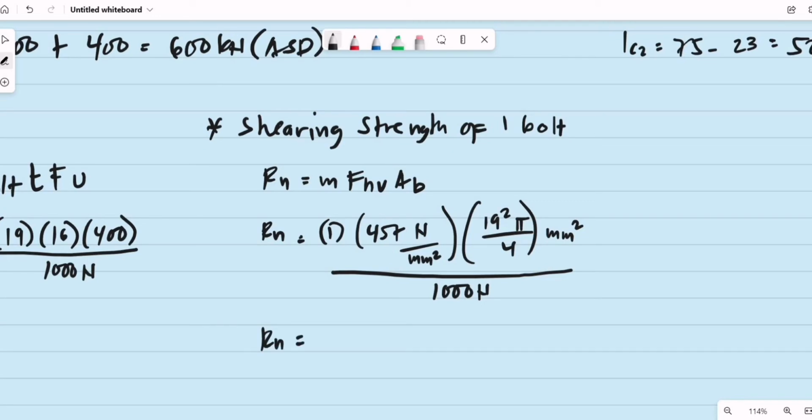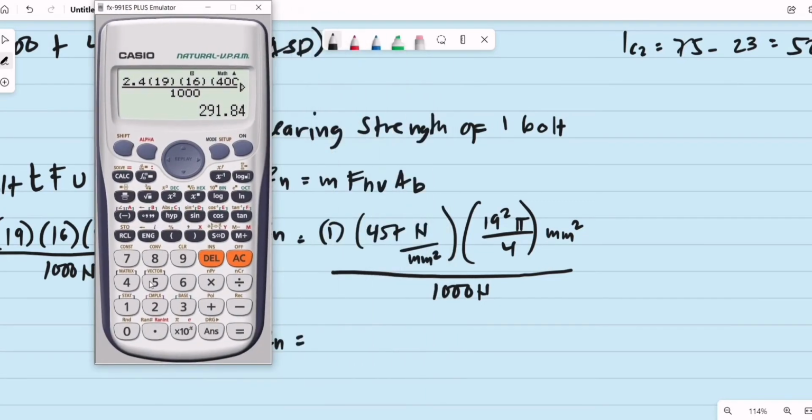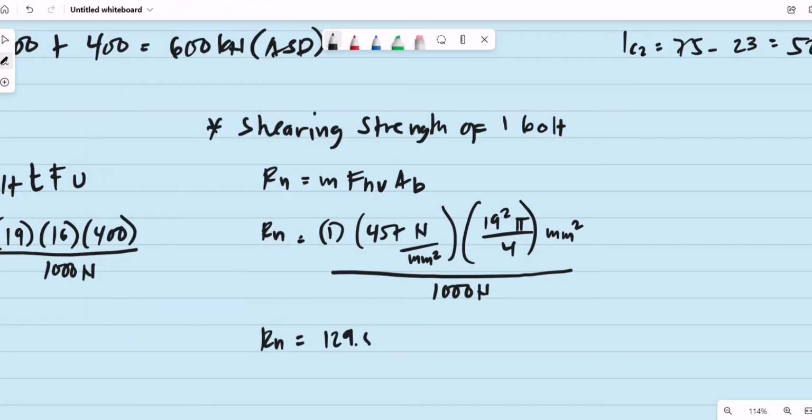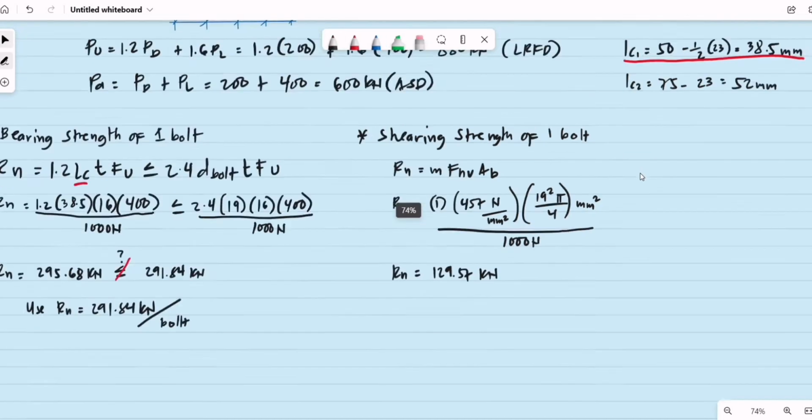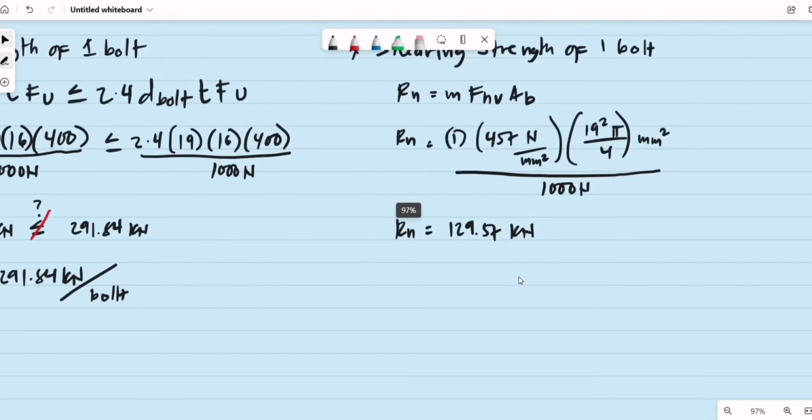So we'll have the value of R sub n now equal to 457 multiplied by 19 squared times pi over 4, then to be divided by 1,000 to be in kilonewtons. That is 129.57 kilonewtons. Now we need to compare these two. So again, this is the shear strength per 1 bolt.